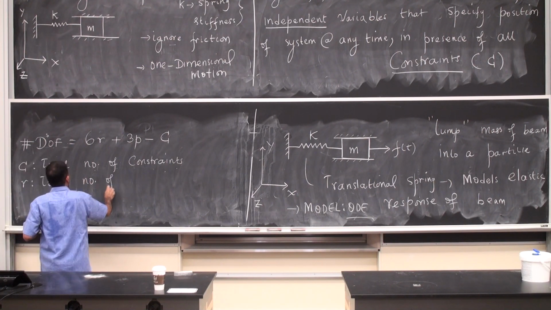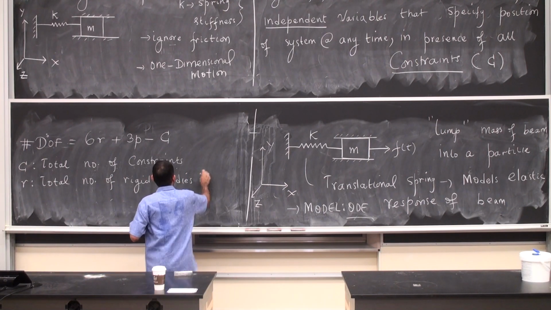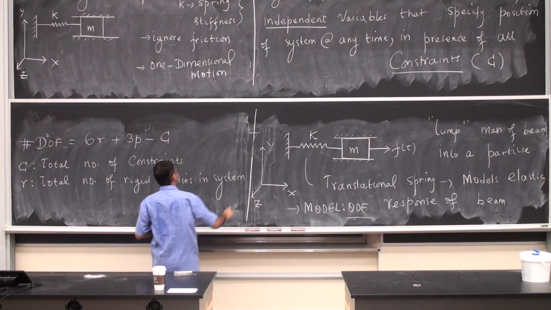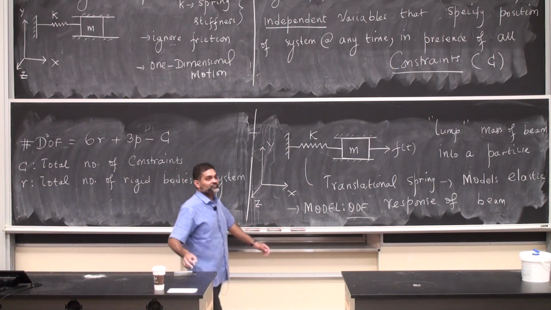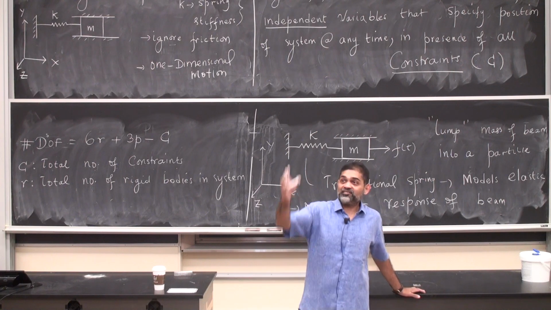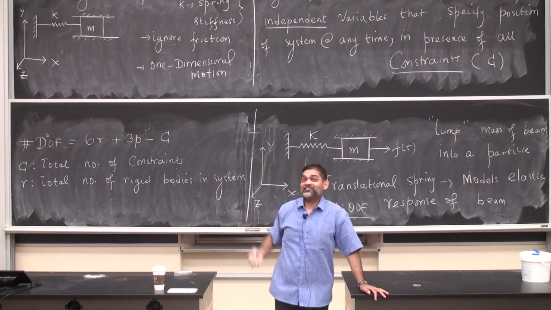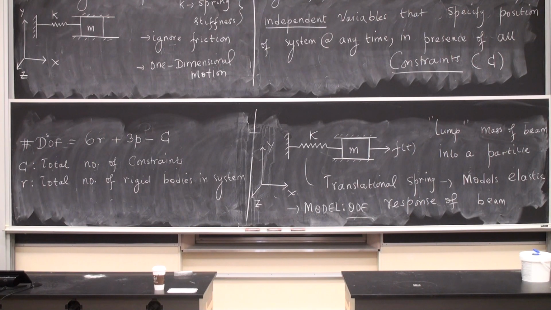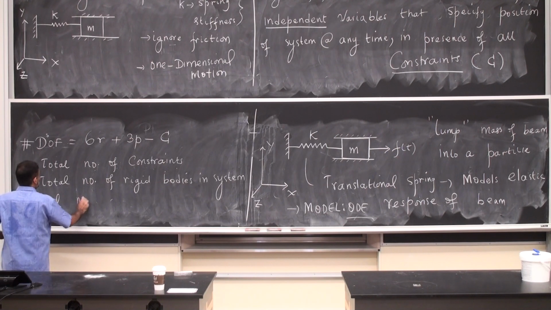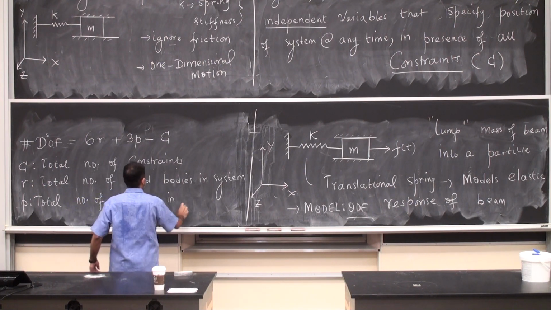Total number of rigid bodies in the system. Can you tell me what's little p? Yes? Particles. If I've taken care of rigid bodies, why leave the poor particles alone? Right? So P represents the number of particles, the total number of particles in the system.